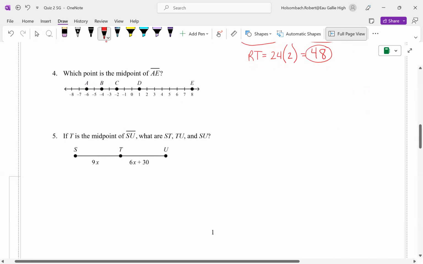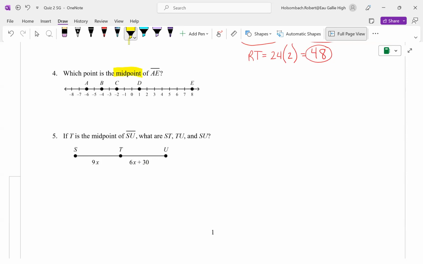Number 4 asks you which point is the midpoint of AE. The midpoint of AE, we noted that yesterday as X at the midpoint. And it was equal to the sum of the points. We got -6 plus 8 divided by 2.